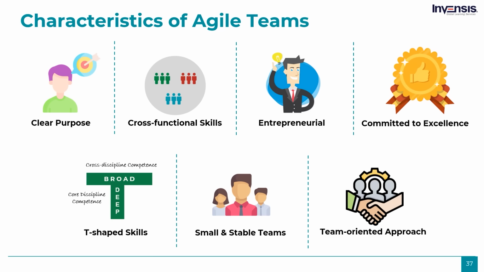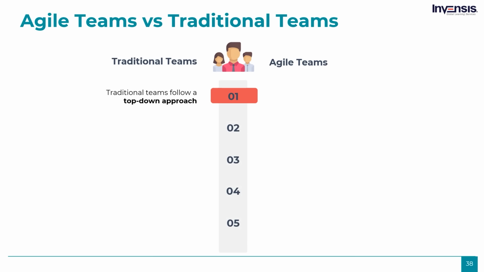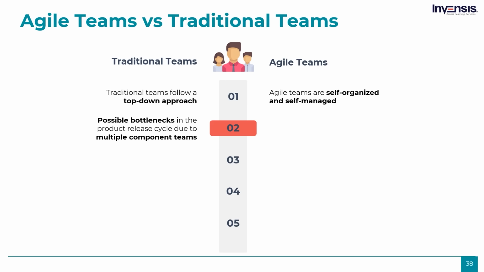By now I am sure you understand how traditional teams differ from Agile teams. Let me summarize. Traditional teams follow a top-down approach. It means that the project manager is responsible for getting the job done. When a problem occurs, it escalates to managers. However, Agile teams are self-organized and self-managed. When problems occur, the entire team works together as a unit to resolve the issue. Traditionally, a project is organized around component teams. So, if a particular release requires a range of different expertise, it will need to involve multiple component teams. Different teams will have different sets of priorities, which inevitably leads to bottlenecks in the product release cycle.